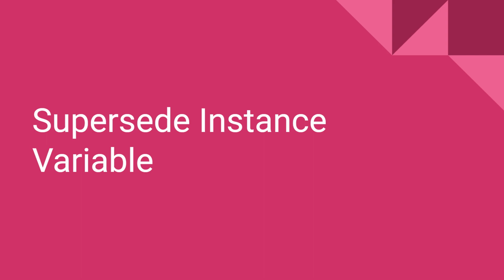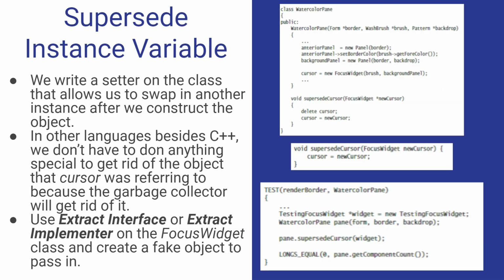All right, for the third and last strategy, the supersede instance variable. The supersede instance variable technique provides a way to replace an object instance after construction using a setter method. This approach can be very helpful in languages such as Java. We must be mindful of memory management concerns, especially in languages like C++.